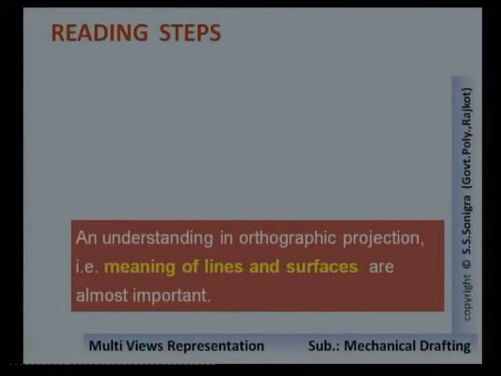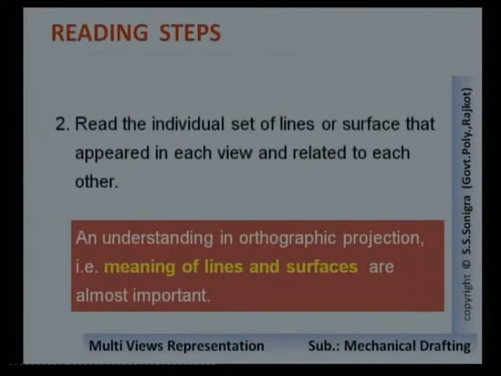The meaning of lines and surfaces is almost important. For any orthographic projection, we need to identify the meaning of each line or surface. How do we identify those lines? Let me discuss it over here.